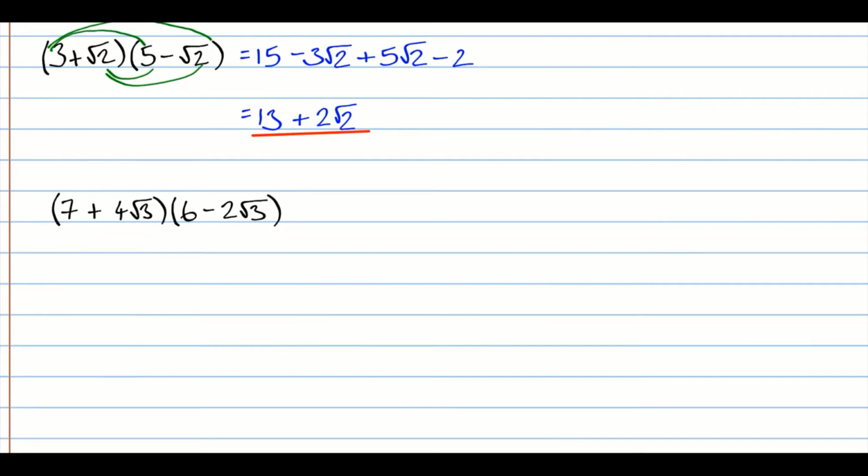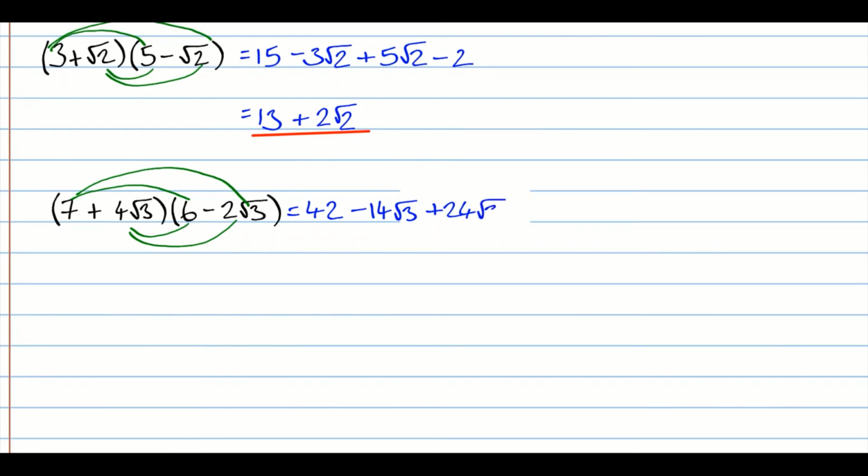So this time we have got 7 times 6, first of all. So first term, 7 times 6 is 42. And then the outside term, 7 times minus 2 root 3. Well, 7 times minus 2, that would be minus 14. So that's minus 14 root 3. Inside terms, 4 root 3 times 6. So 4 sixes are 24, and that's multiplied by root 3.